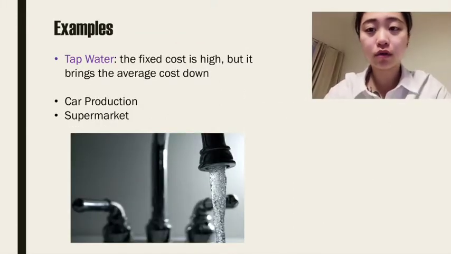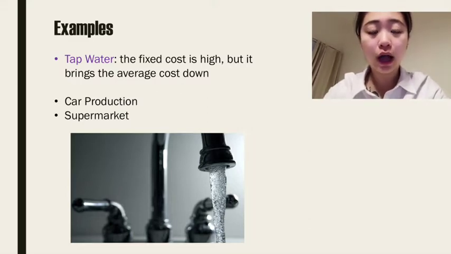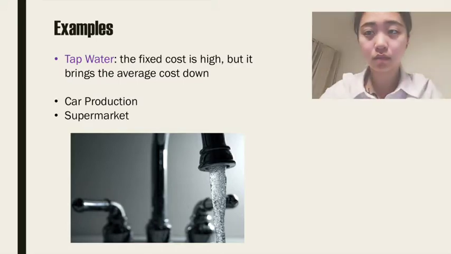There are several examples we can use to explain the economics of scale, such as car production and supermarkets. I will mainly use the example of tap water, which has a high fixed cost of a national network. To produce tap water, water companies have to invest in a huge network of water pipes stretching throughout the country. The fixed cost of investment is very high. However, since they distribute water to millions of householders, it brings the average cost down.